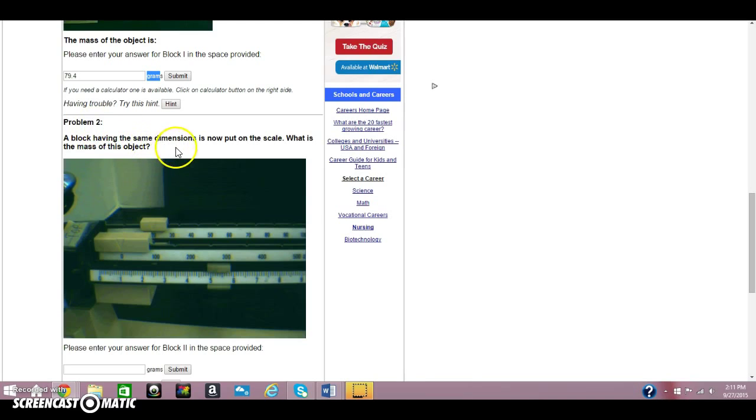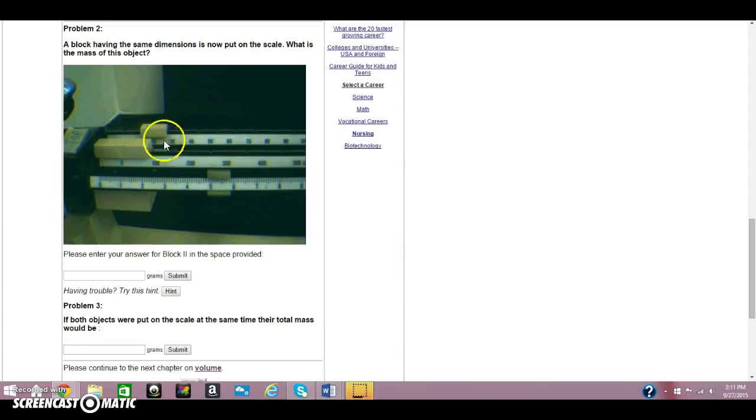A block having the same dimensions is now put on the scale. What is the mass of the object? You're going to do the same thing. You got 20, and then you got 5, and then you got all these itsy bitsy numbers. You know it's 1 less, so figure it out. Put it in here, record it in your at-home journal, hit submit, find out if you're right.